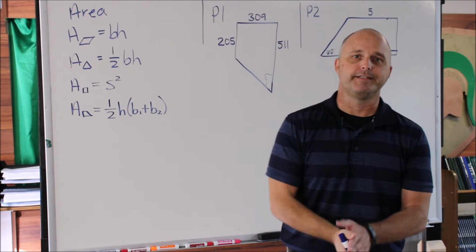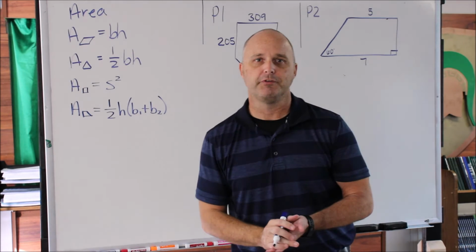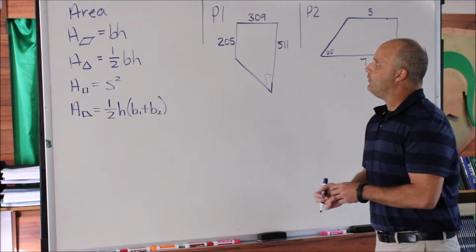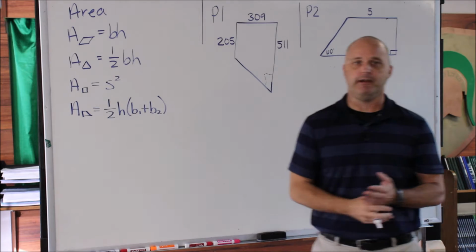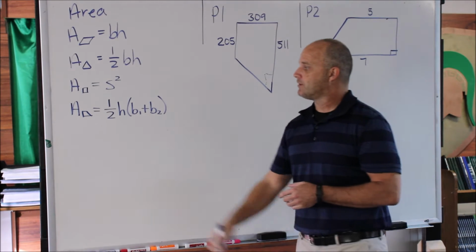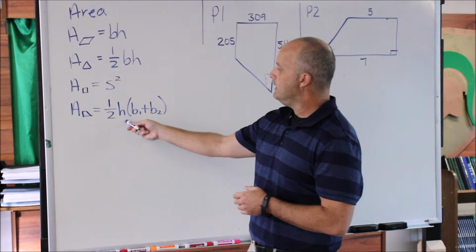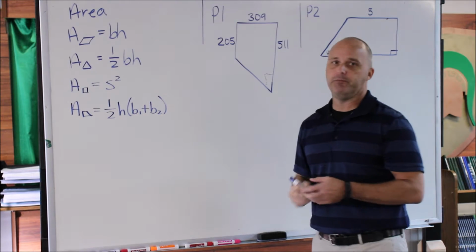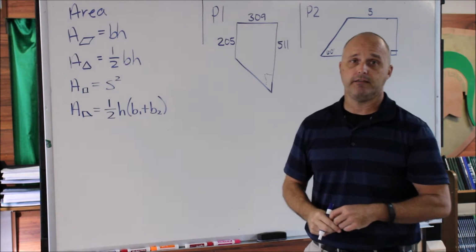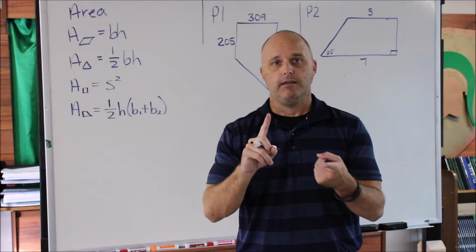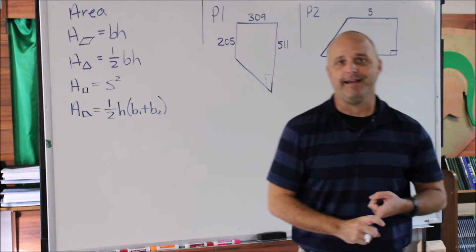In this next section, we're going to take a look at the areas of trapezoids, rhombuses, and kites. So before we get to problem number 1, we're going to look at the formula for the area of a trapezoid. And that's going to be 1/2 times its height times the sum of the two bases. So you need to have 3 things in order to be able to find the area of a trapezoid: its 2 bases and its height.